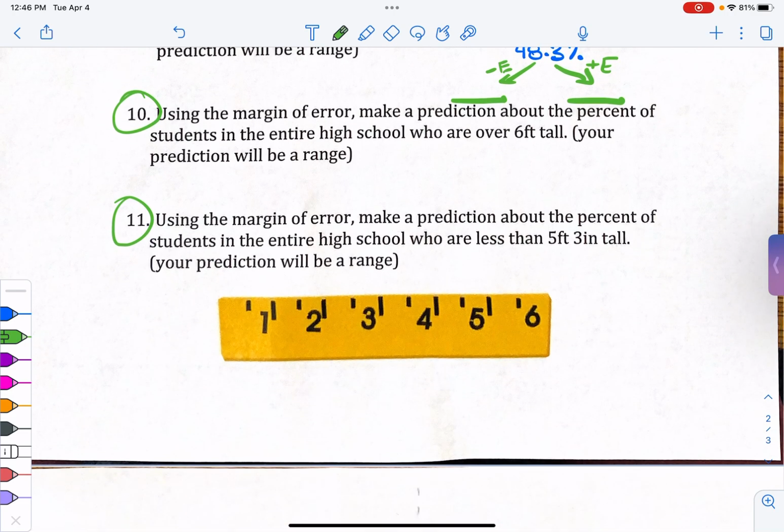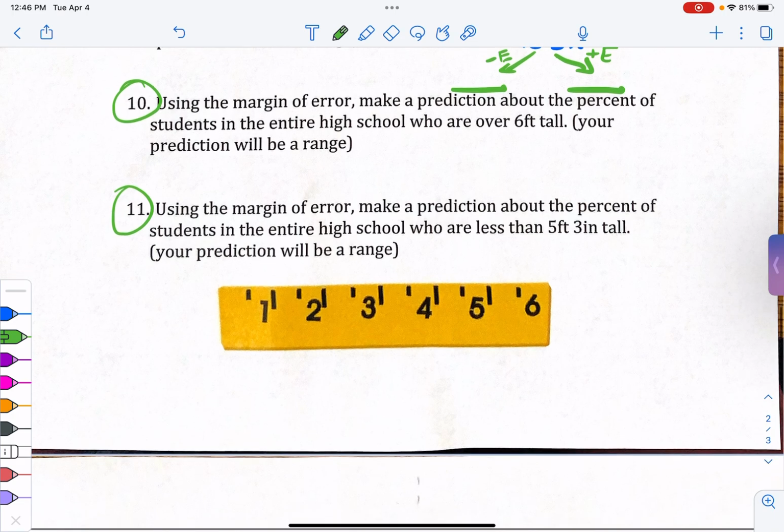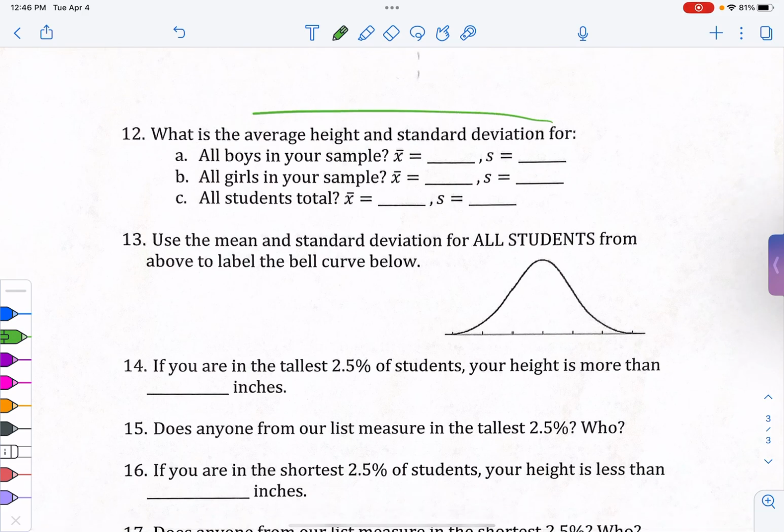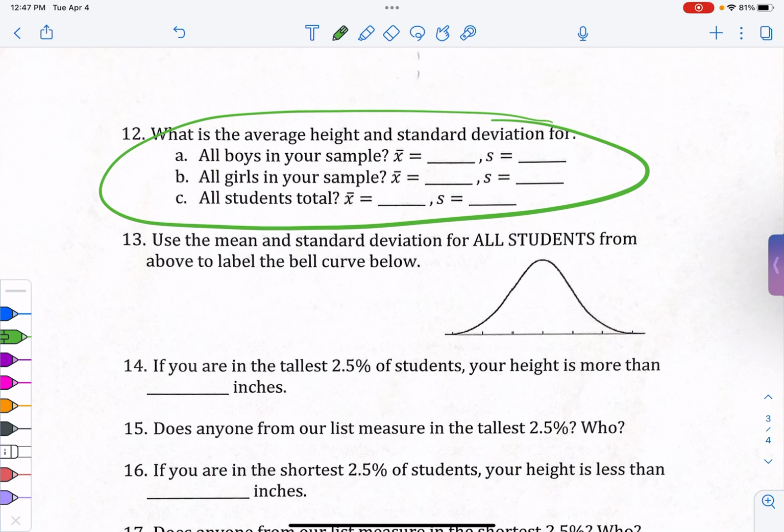You'll have to go through and count those people that are over or less than, whatever it's supposed to be. Okay, on to the back side. This data is going to be what is on that front page. So for all boys in your sample, we're talking about just the boys, the average and the standard deviation. Average is X bar, standard deviation is S. And those numbers are going to come off of the front side. I'm going to fill in just these two.